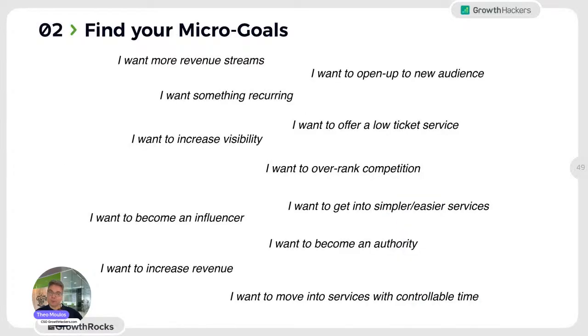The next thing, number 2, so the first one is finding your superpower. The second one is to build your micro goals. So what do you want to do? Do you have enough clients, but you don't have enough revenue streams? Do you want to open up to a new audience? Do you want to do something recurring? Do you want to increase visibility? Right? Do you want to outrun competition? So what is the micro goal that you need to go after? That is the next thing that you need to start building.